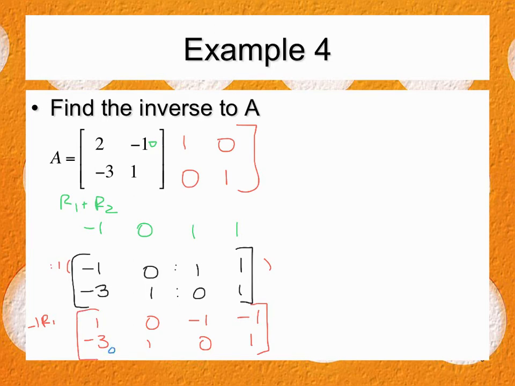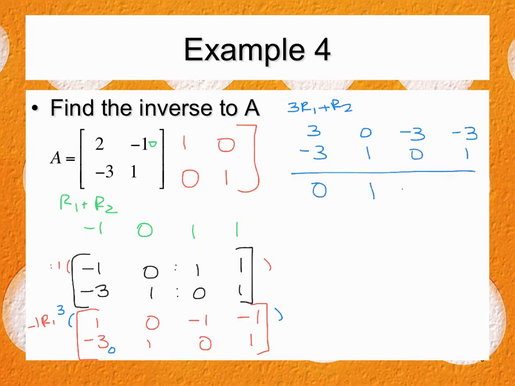Now I want a 0 here. What's one way I could do that? 3R1 plus R2. So multiplying row 1 by 3: 3, 0, negative 3, negative 3. Plus 3, 1, 0, 1 gives 0, 1, negative 3, negative 2. So my top row is still 1, 0, negative 1, negative 1. Bottom is now 0, 1, negative 3, negative 2.